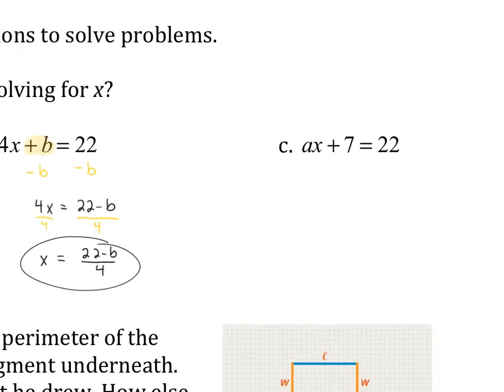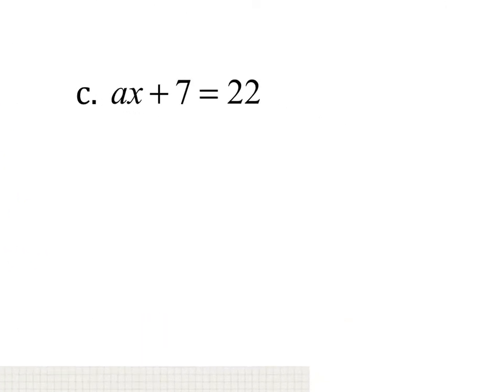Now let's look at C. All right. Like we saw earlier, I do have to subtract 7 on both sides, but then also I have to get rid of that A in just a moment. So now I bring down the A times X equals 15. This is exactly like we did with part A. And now, instead of dividing by 4, I divide by A.